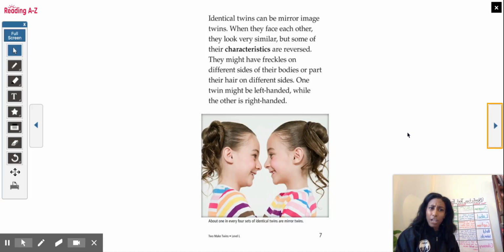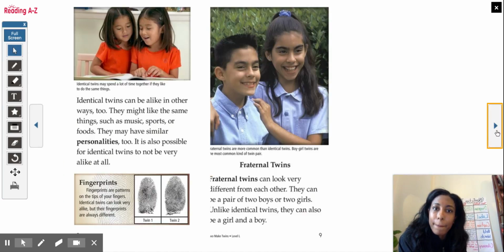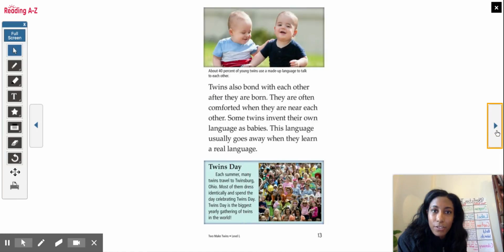Now, is my glossary in the beginning of my book? No, I know my glossary is at the end. So I'm going to go back to my glossary again and find out what characteristics means because I know that's an important word on this page. And to be able to understand this page, I need to go into the glossary to discover the meaning. All right, let's go back again.